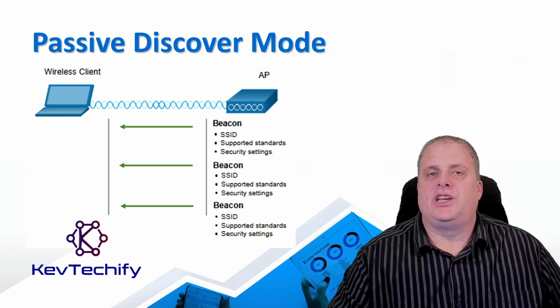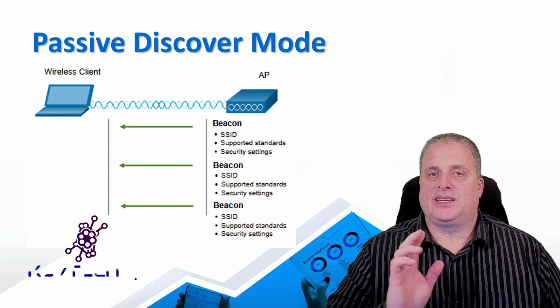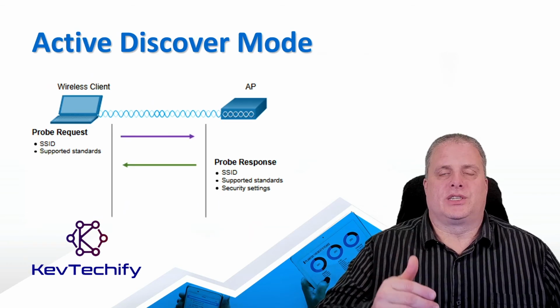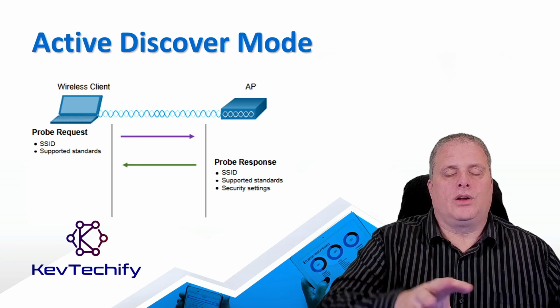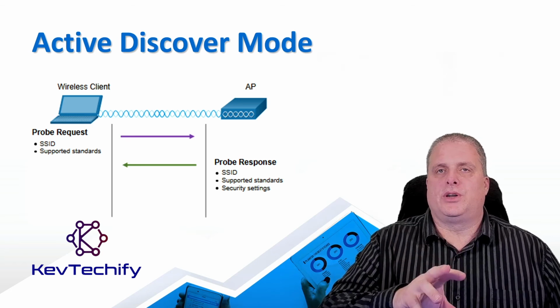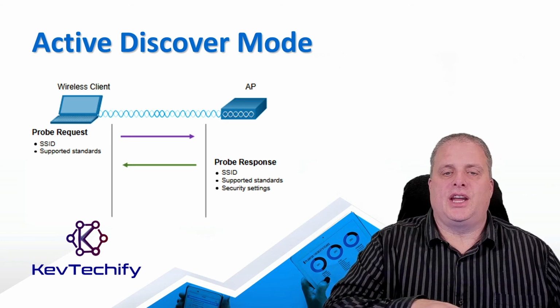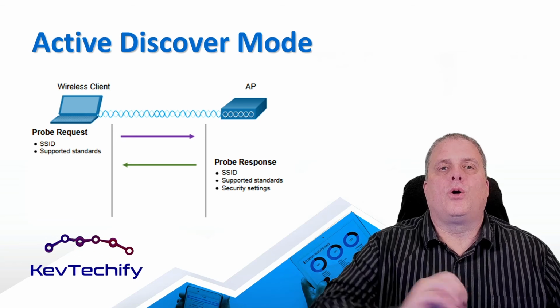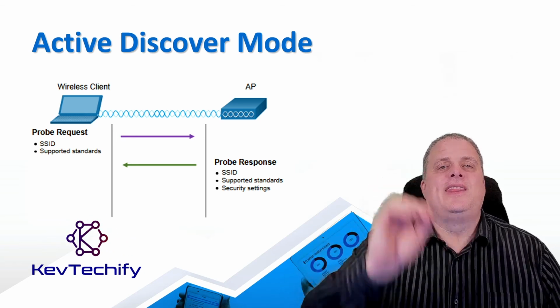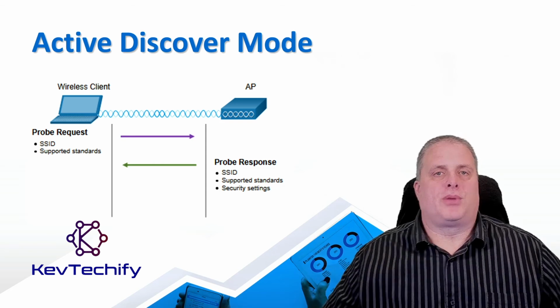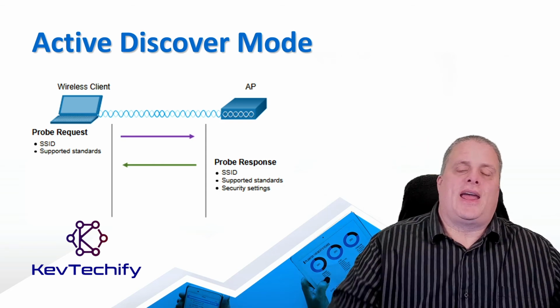Now, if you're going to secure your network and not necessarily have your beacons contain all that information, what we can do is active discover mode. This is where the wireless client knows the name of the network, knows the supported standards, has any authentication ready to go, and sends out a request. It sends out that probe and says, okay, I am looking for this network. And then the access point starts the negotiation process. So we have passive, we have active.